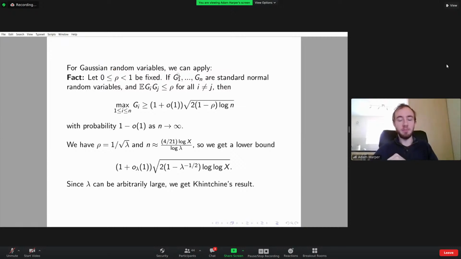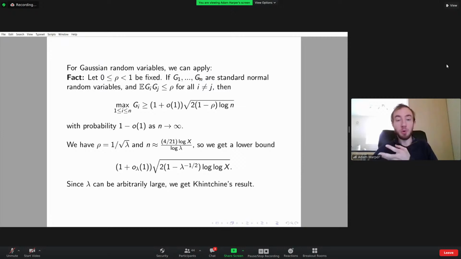So for example, if I have some standard normal random variables, so some Gaussian mean 0 variance 1 random variables, and I know that all their correlations for i not equal to j are bounded above by rho, where rho is some fixed thing strictly less than 1, then you can prove that the maximum of these Gaussians will be bigger than about square root of 2(1 minus rho) log n, with probability tending to 1 as the number of random variables tends to infinity. So if rho was 0 here, so the correlations were at most 0, that would essentially correspond to the Gaussians being independent of one another.